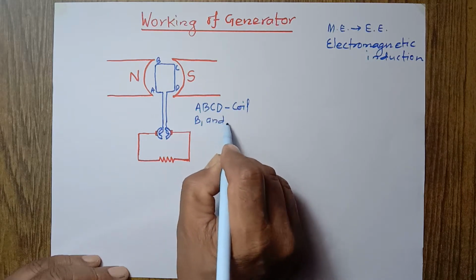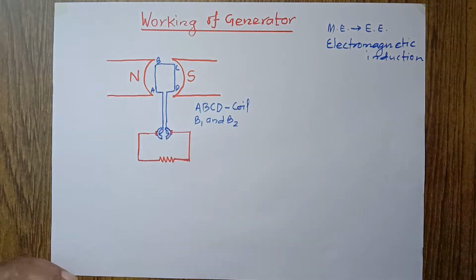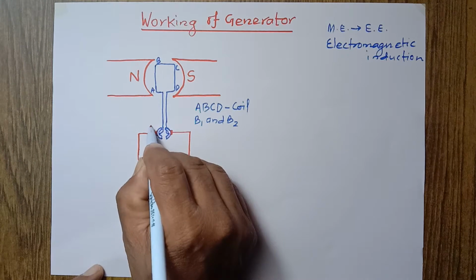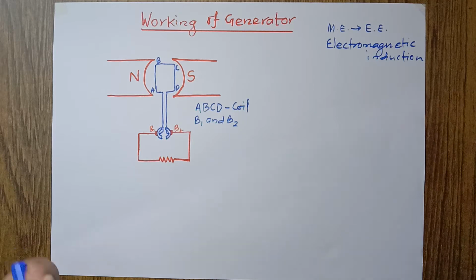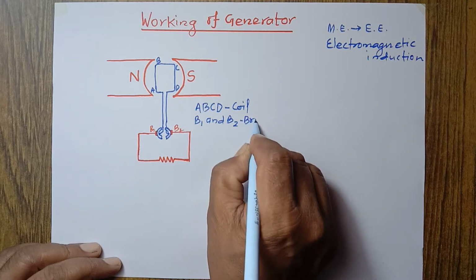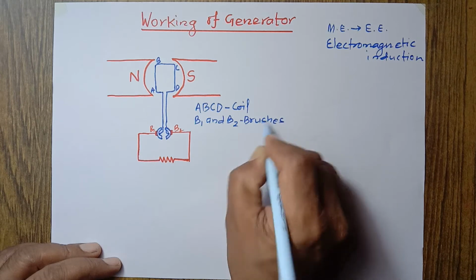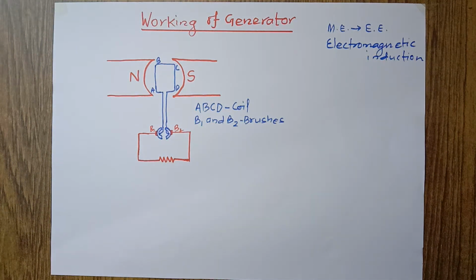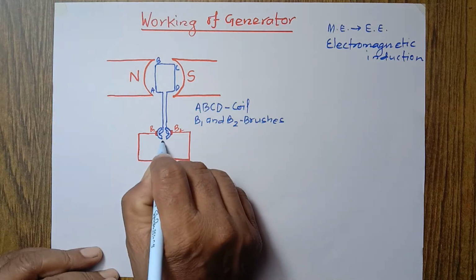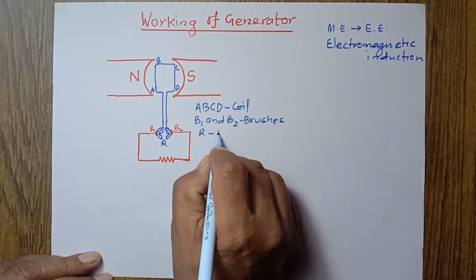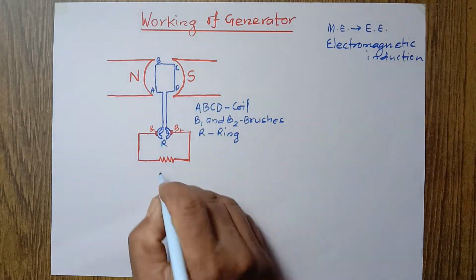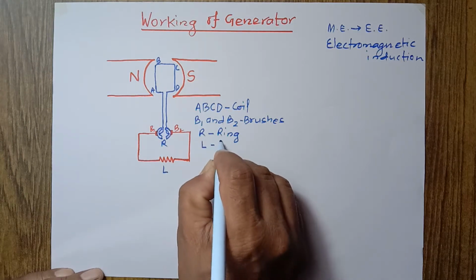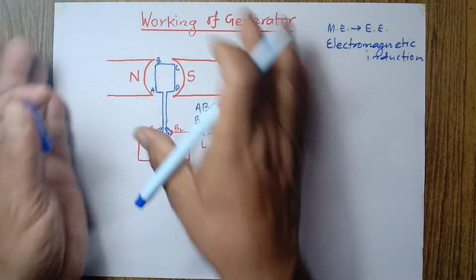B1 and B2, I mentioned this. Here it is brush B1. This is B2. B1 and B2 are what? Brushes. And here this is R, let's say ring. And we can say this is L. Here L is what? Load. This is the construction of the generator.